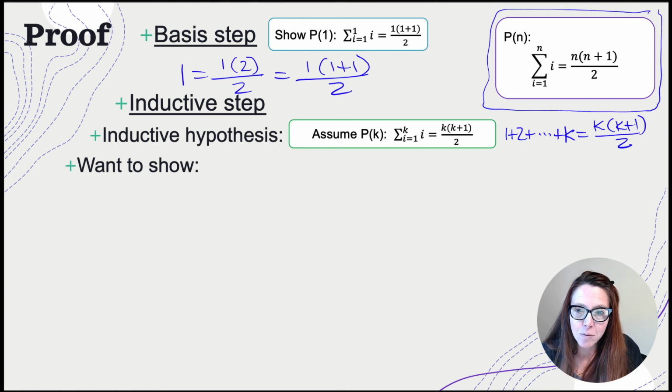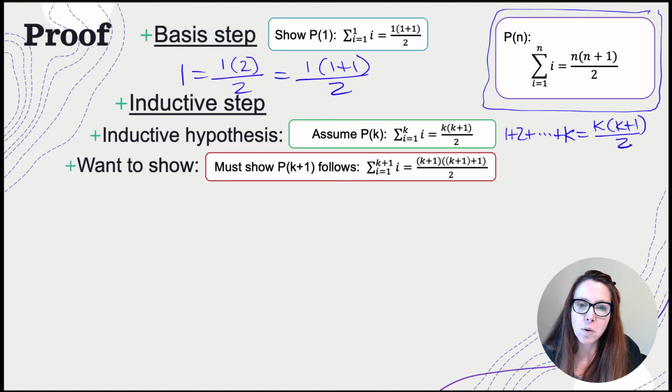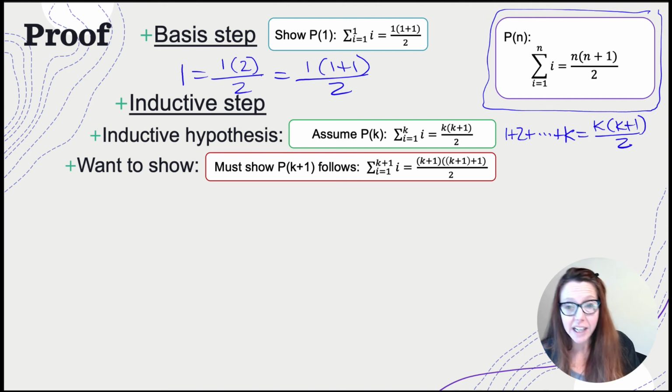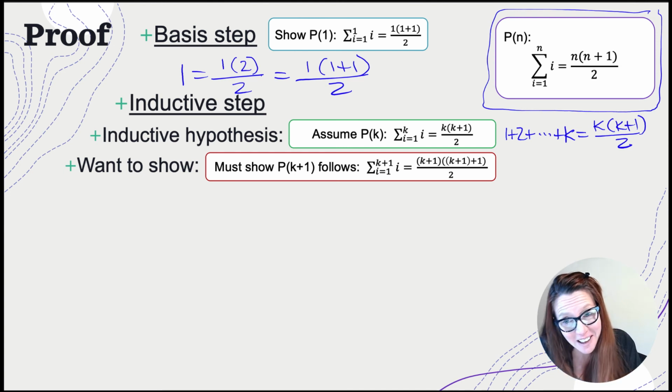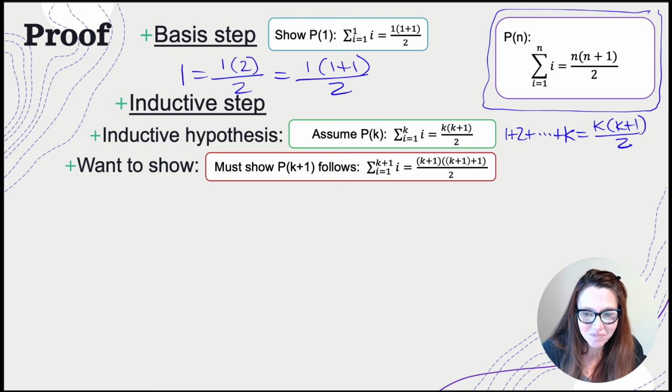So from that, we then decide what we want to show. And what we want to show is that, and this is where it ends. So we start green and we end on red. We must show that P of k plus 1 follows under that inductive hypothesis. So we know we can assume that first piece is true, and now we have to show that the sum of the first k plus 1 digits is equal to k plus 1 times k plus 1 plus 1 all over 2.